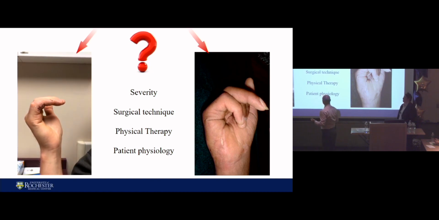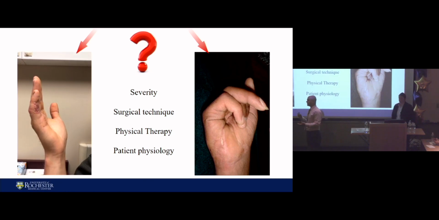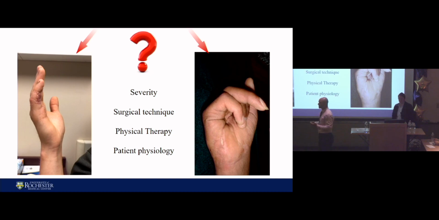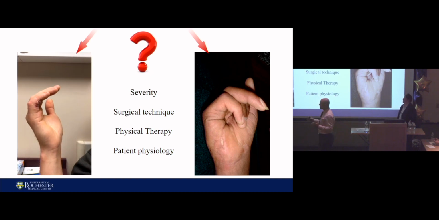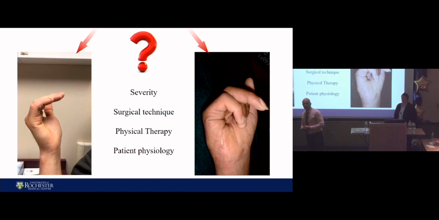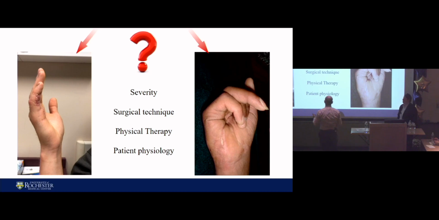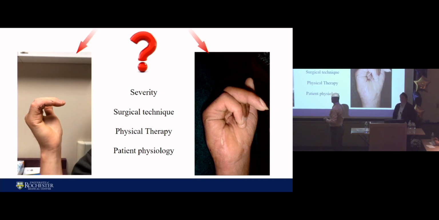Definitely, there's a number of factors that can contribute to that, such as the severity of the injury. If this is a crush injury versus a clean laceration, the soft tissues are involved. This will push you more towards a stiff finger. Surgical technique, of course, has a lot to do with it. But there's things that are out of our control, like the compliance with physical therapy and the patient's physiology.